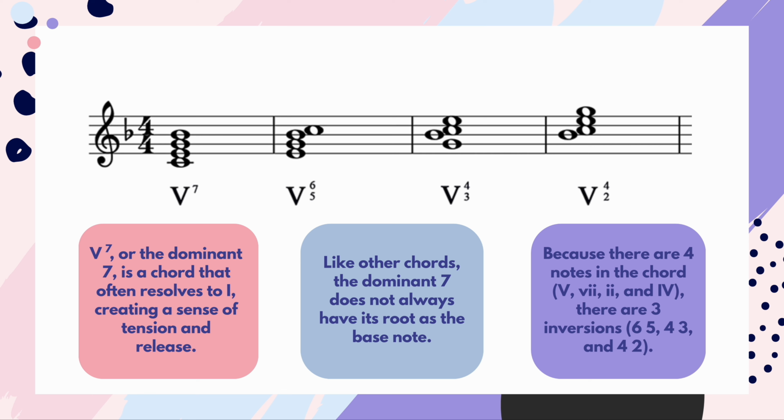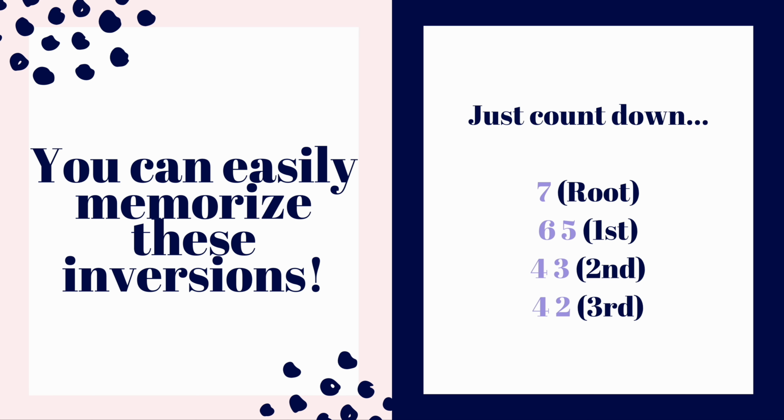The first inversion starting a third above the root, called 6-5. The second inversion starting a fifth above the root, called 4-3. And the third inversion starting a seventh above the root, called 4-2. Remember the pattern: 7, 6, 5, 4, 3, 4, 2. It's just like counting down.